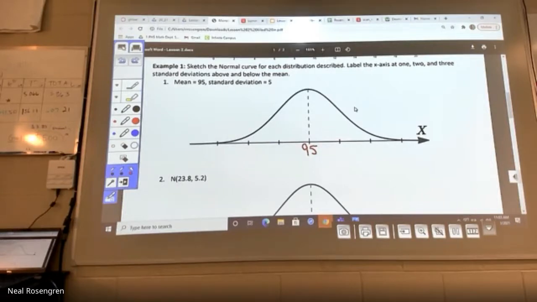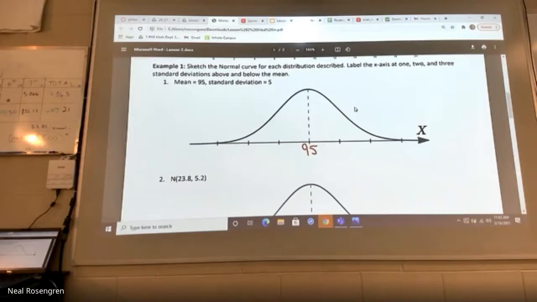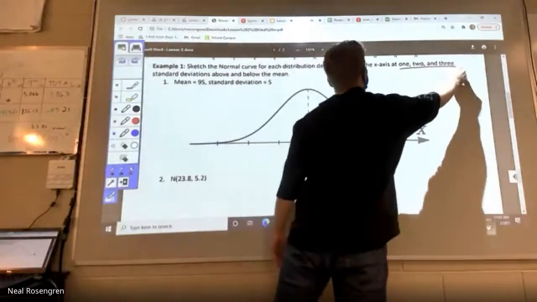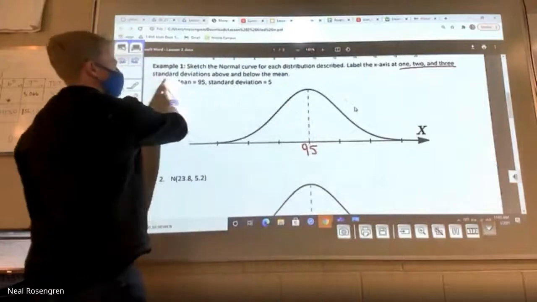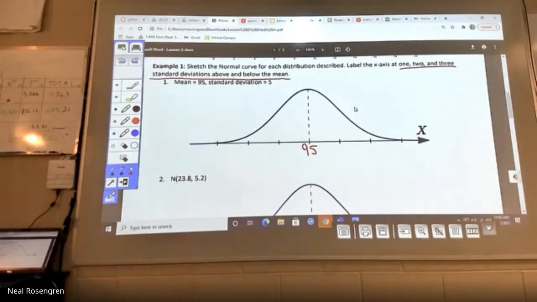Now it's hard to draw these things perfectly by hand, but we're going to try. The idea is to try to draw them symmetric and just have that one single curve right in the middle. And what each of these tick marks do, both to the right and to the left, is it takes us one standard deviation above and one below. And then 2 above and 2 below and 3 above and 3 below.